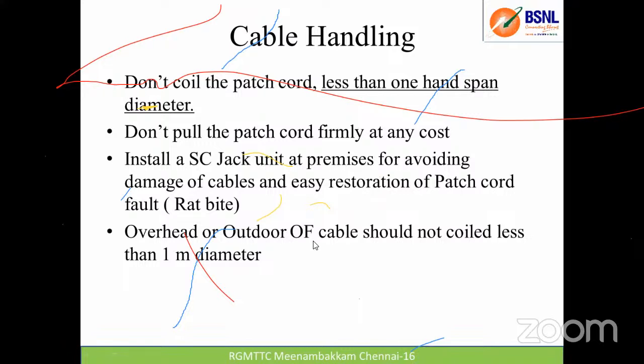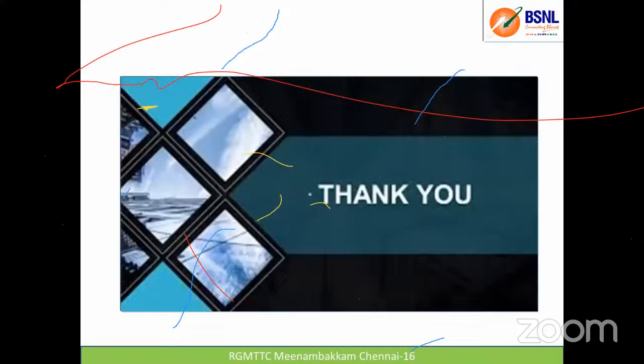Overhead or outdoor optical fiber cable should not be coiled less than 1 meter. That is, we should not make coils with less than 1 meter diameter. If we make it less than 1 meter diameter, it may lead to bend loss and there is a chance for the fiber cable to get cut. That's it.